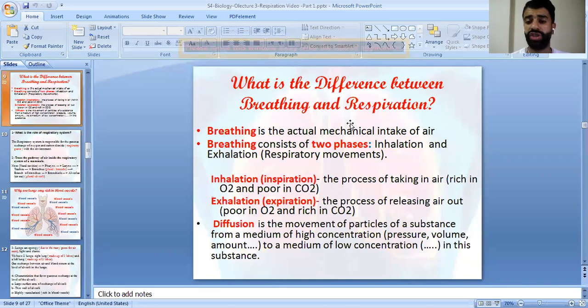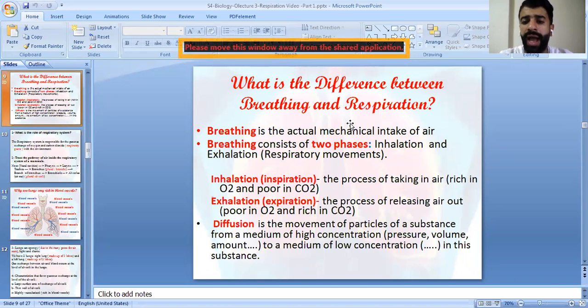While exhalation is the process of releasing air outside the body. This air is going to be poor in oxygen and rich in carbon dioxide. This is exhalation. What is diffusion? And pay attention to the diffusion.